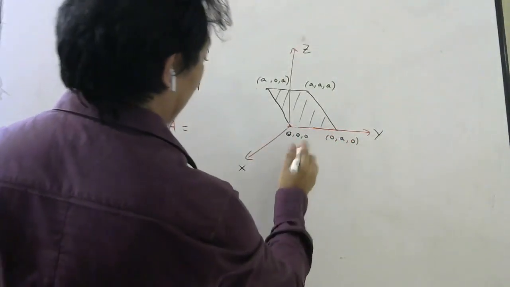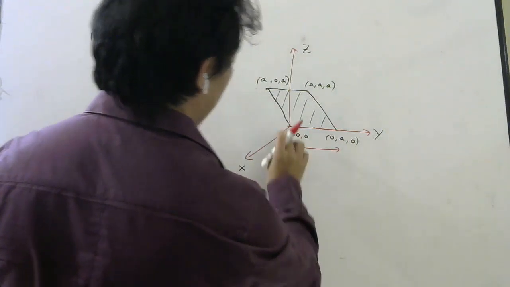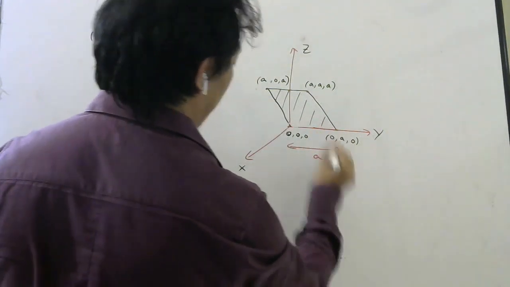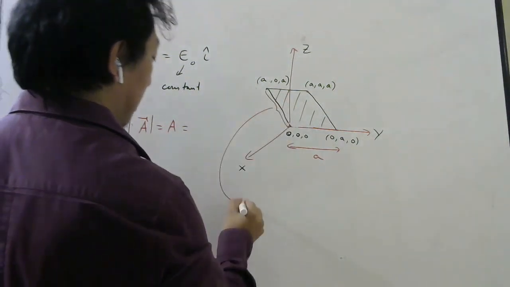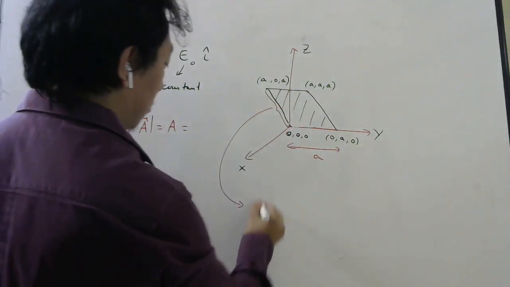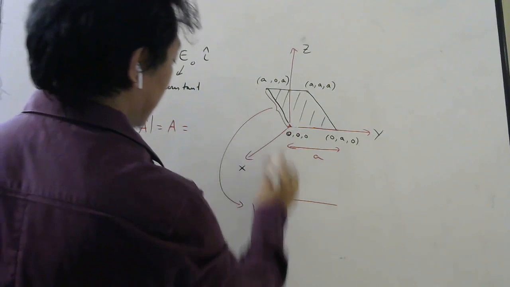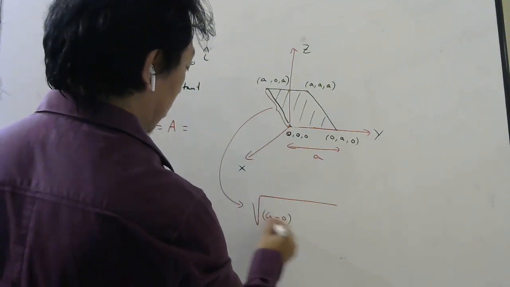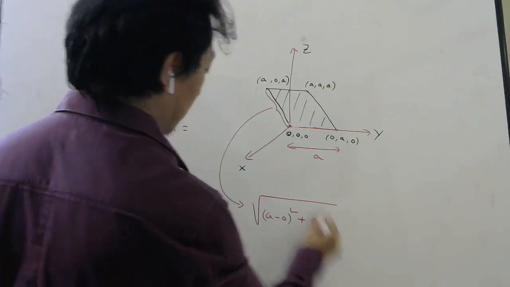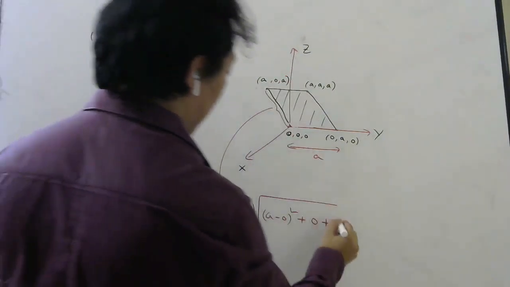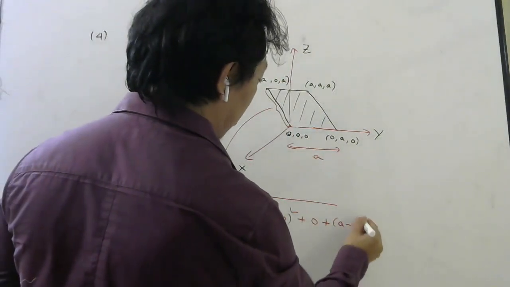So this length will be how much? This is 0, this is A. So the length will be A. What will be this length? To find this length, you can use the distance formula: root over (A minus 0) whole square plus (0 minus 0) whole square plus (0 minus A) whole square. This is called your distance formula. Right?